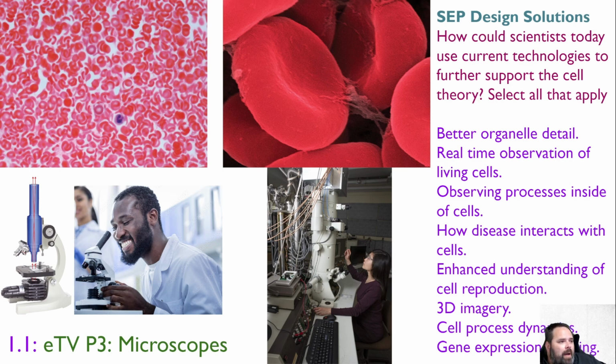So let's think about how scientists today could use current technologies to further support cell theory. Let's select all that apply. So let's look at what the list is. We could learn about better organelle detail. We'll learn about organelles in a couple weeks. We could do real-time observation with living cells. We could observe processes inside of a cell. We could see how disease interacts with the cells itself.